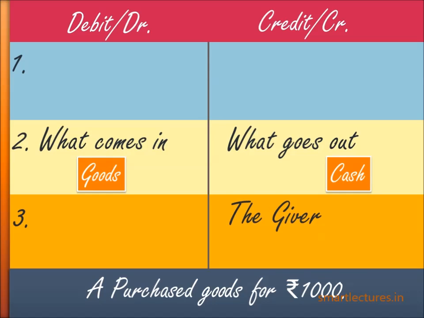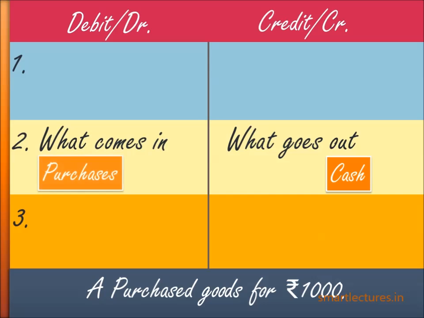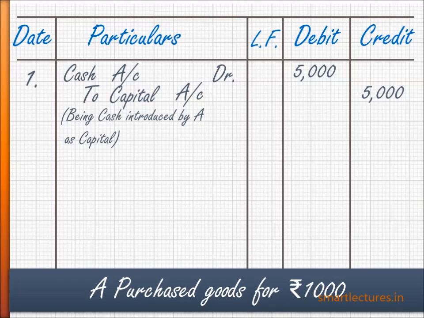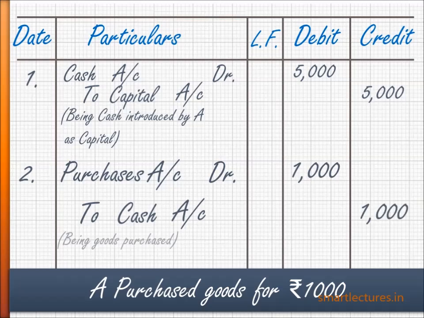We cannot write down goods. So change the words, purchases instead of goods. And use the suffix account on both sides, and use the prefix to on credit side. So on debit side, purchases account, on credit side, to cash account. And the journal entry will be purchases account debit to cash account.